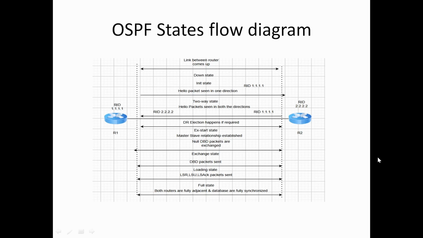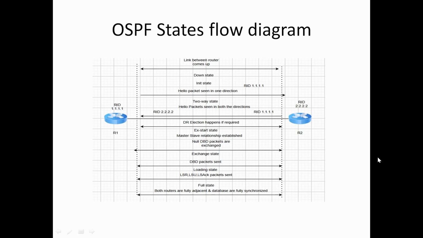Consider router 1 with router ID 1.1.1.1 and router 2 with 2.2.2.2. In the initializing state, which we call the init state, hello packet is seen in only one direction, where the router ID of R1 is seen on router 2, but the router ID 2.2.2.2 of router 2 is not seen on R1. So this we call the init state.